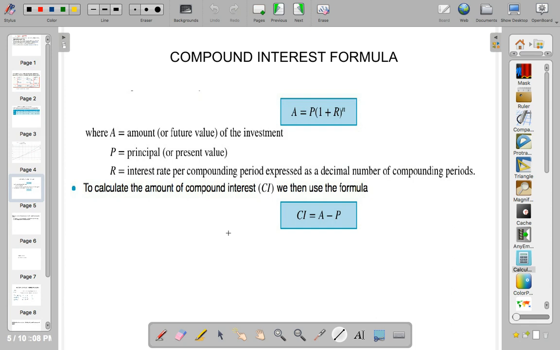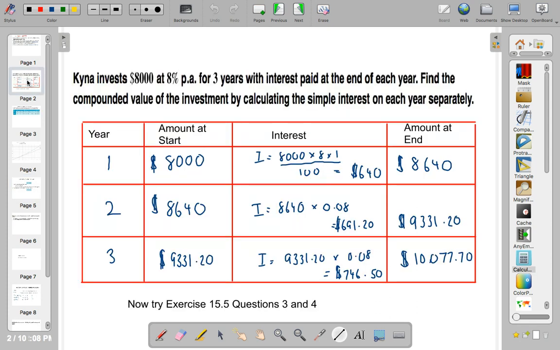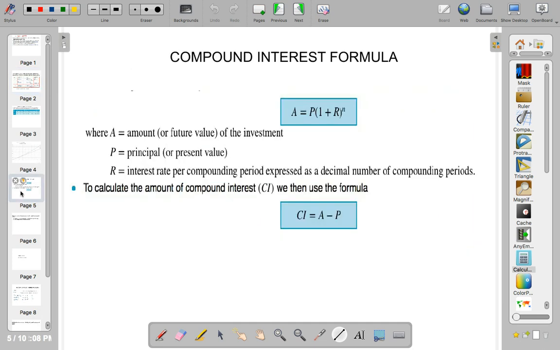Now it's time to look at the compound interest formula. Doing those long tables is all right for 3 years, but if we've got 20 years, 25 years for some of these loans and investments, you don't want to have to do a big table like that. So we have got a formula.